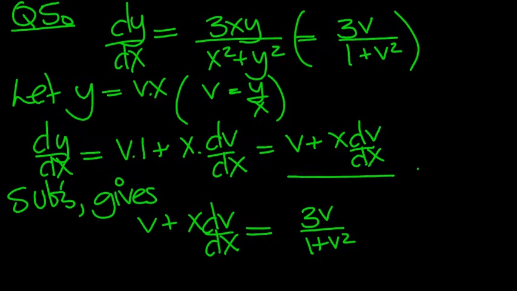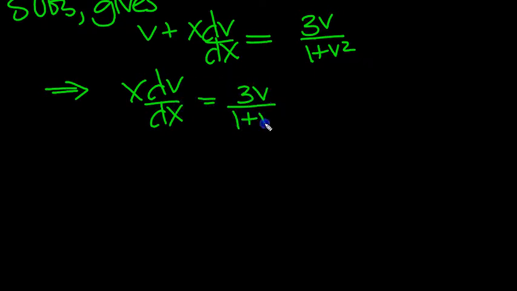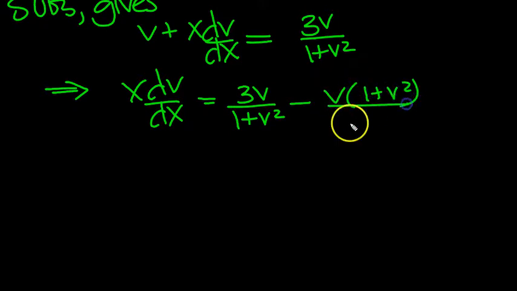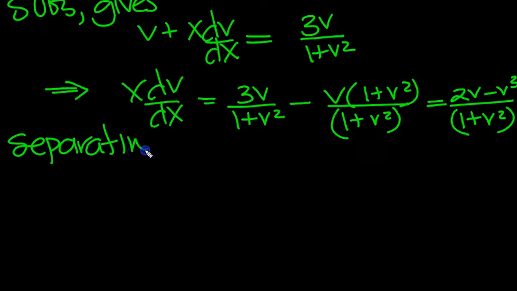There we go. So now we need to move the v across before we separate the variables. So that implies x dv/dx is equal to 3v over 1 plus v squared minus v, and the way I'm going to write v in this instance is 1 plus v squared over the 1 plus v squared, like so. Now we can expand that bracket on top. We've got the same denominator, which is 1 plus v squared, and on the top we've got 3v take v, which is 2v, and then we've got a minus v cubed, haven't we? Okay, so now we can separate the variables and integrate.